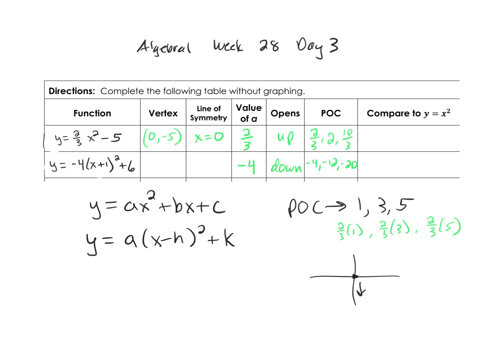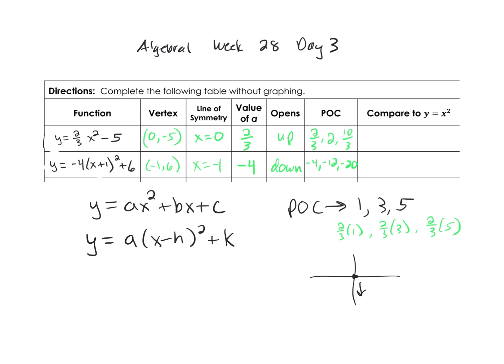For the other one, looking at what we have in here, this is a left shift of 1 unit and a 6-unit up shift. So if I'm sitting at the origin and I go left 1 and up 6, I'm going to be at the point (-1, 6). And since the axis of symmetry has to go through this point, the value is x equals -1.